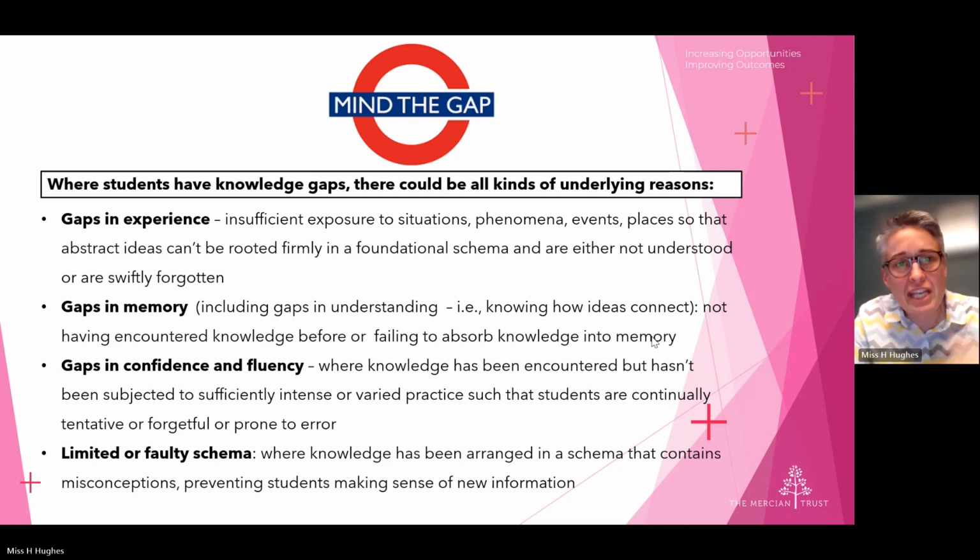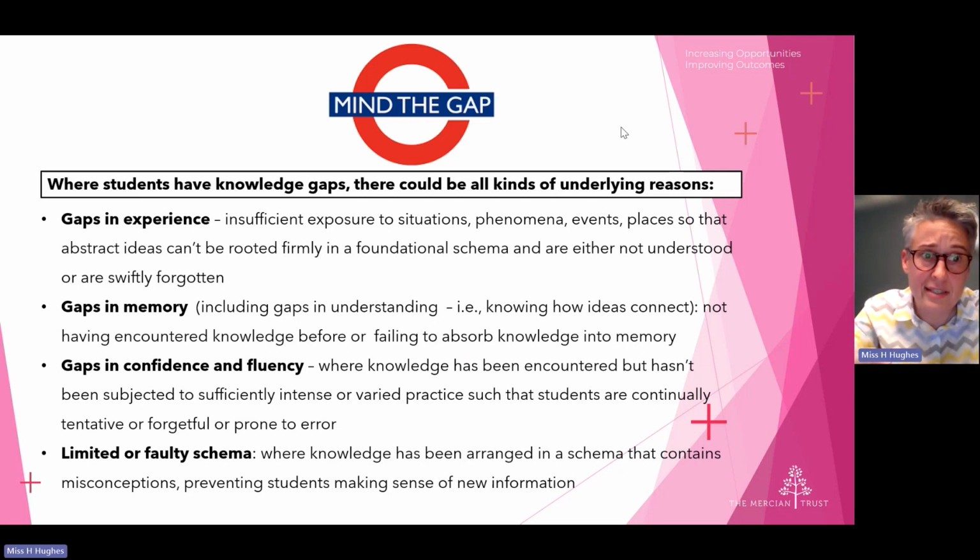Then you've got this idea about gaps in memory. So if they've got gaps, there's no connections. That diagram, it can't happen. They can't absorb anything into their memories. So then we get gaps in confidence, gaps in fluency. The knowledge has been encountered, but they can't practice it properly because they can't really get a hold of it. So they're tentative, or they're forgetful, or they're just not accurate.